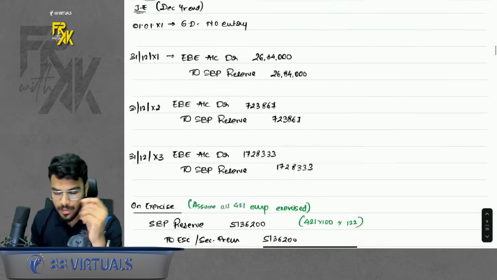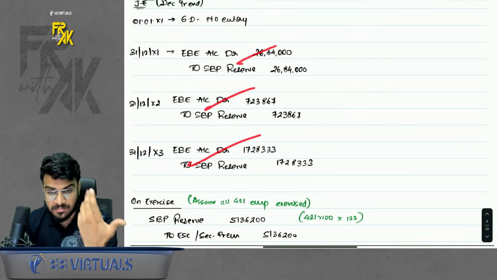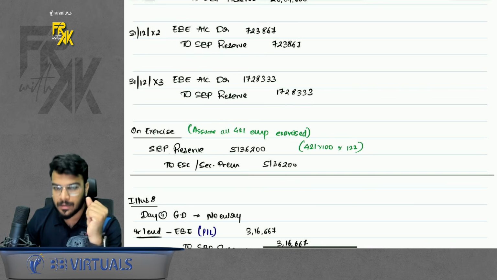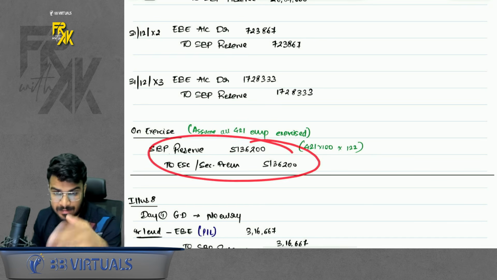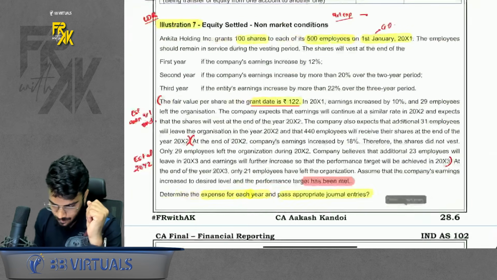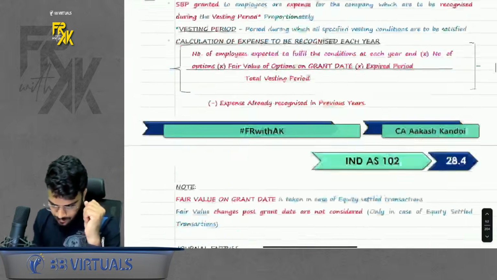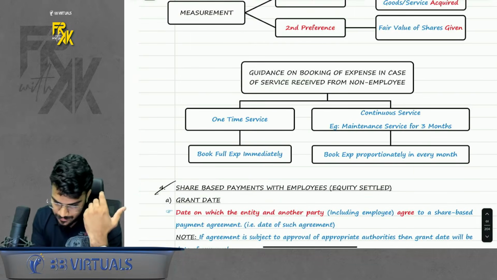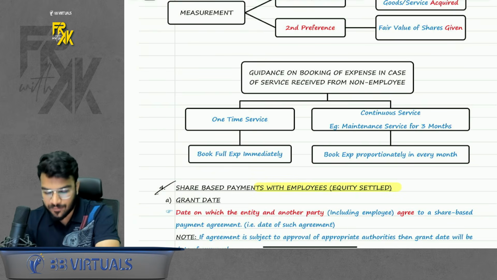It is a very good question. The only important part here is the vesting period. Then you will calculate the expense. Whatever expense you get, just book it, and on exercise you will just transfer it to equity share capital. Sometimes the face value of the share will be missing, so you can just pass the entry like this. This is how ICI passes the entry. So this was a share based payment, an equity settled share based payment in case of employees. This was one good question which I feel you should definitely solve.